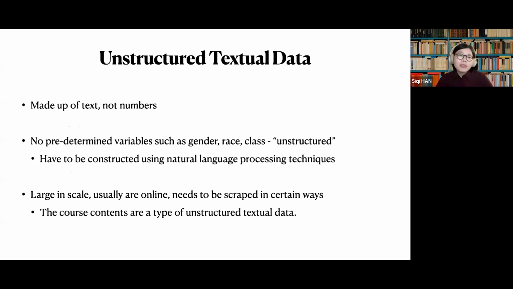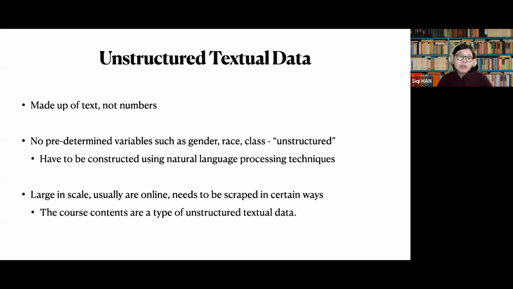As you can see, the courses that students take in college are unstructured textual data. These are made up of text, not numbers. Because of that, there are no predetermined variables, such as gender, race, and class, the ones that we are most familiar with. There's no such structure readily available in the unstructured text. So that is why it's called unstructured.